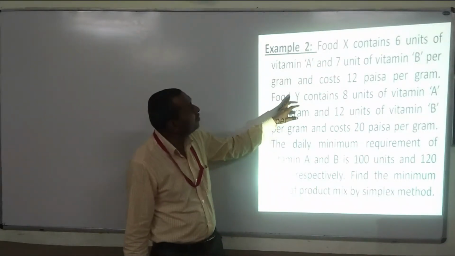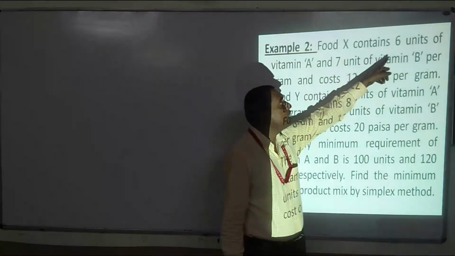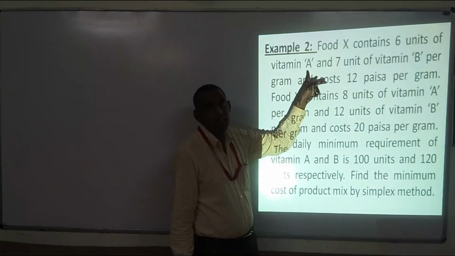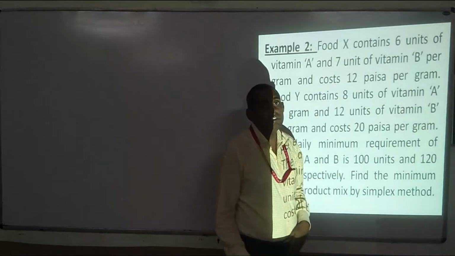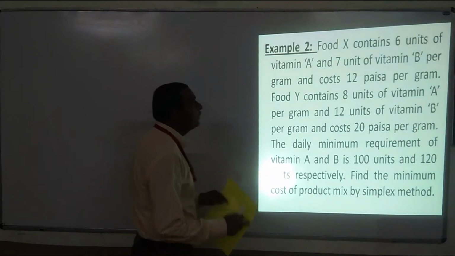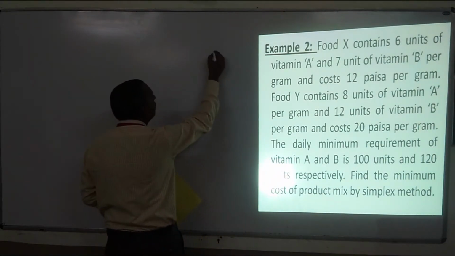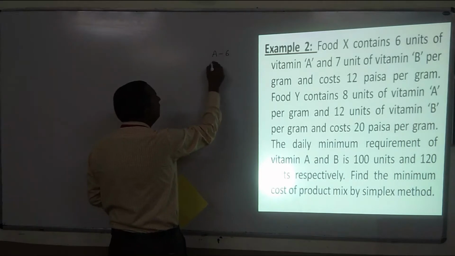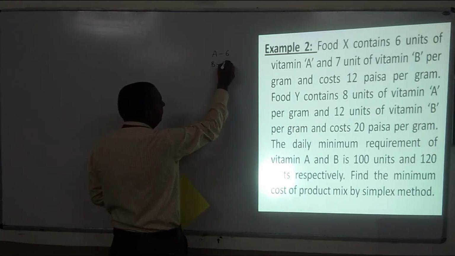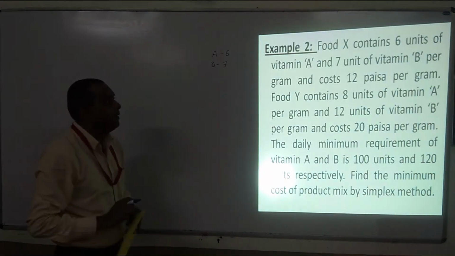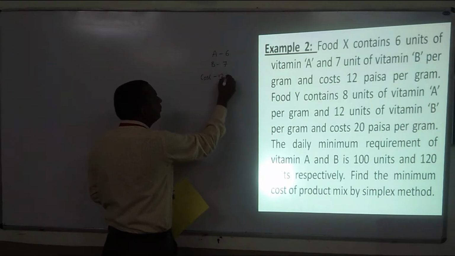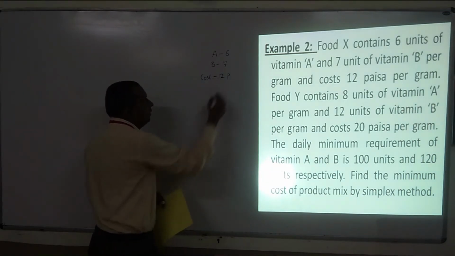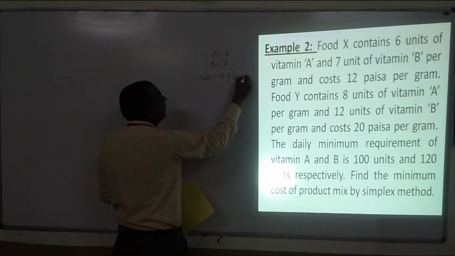Fine. So according to this problem, food X contains 6 units of vitamin A and 7 units of vitamin B. And the cost is 12 paisa per gram.